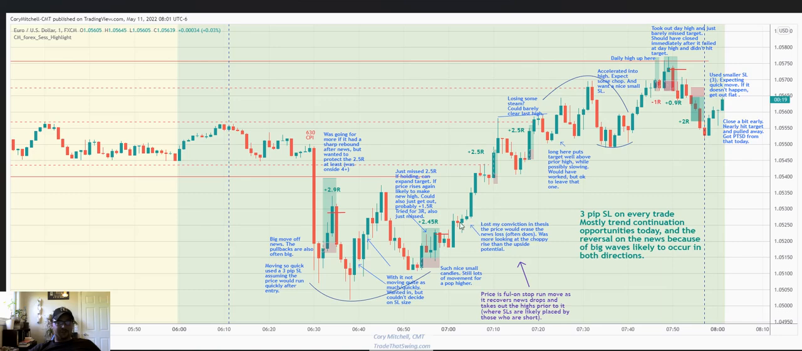Another opportunity to jump in right here. We've been moving up. We had a rounded bottom. We had this nice pop, start pulling back. So we had an opportunity to get long here as well. I didn't get into that one. I did get into this one though.